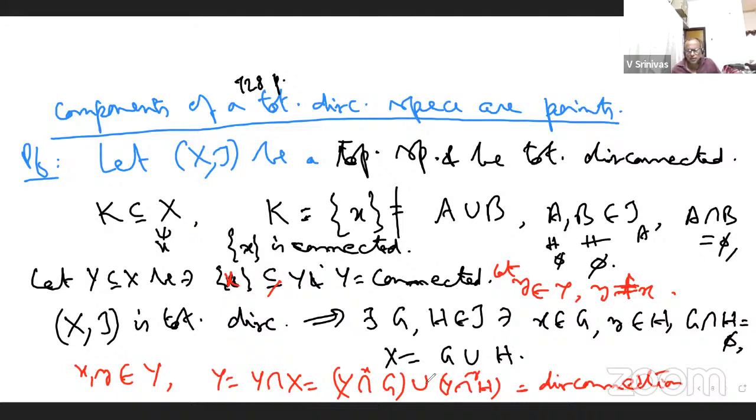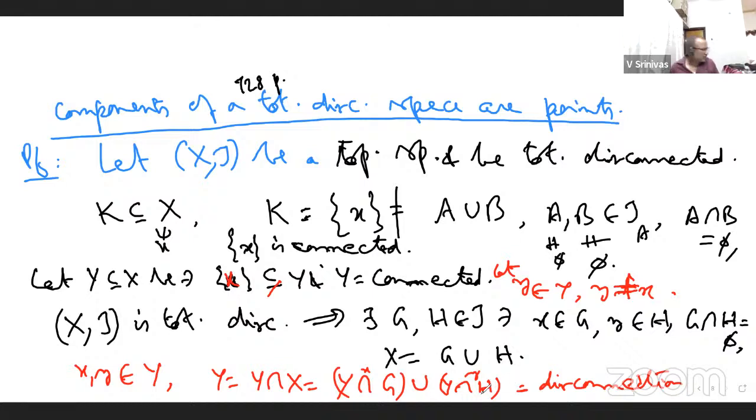So these are neighborhoods of x and y respectively, and they are disjoint because the intersection with H is empty. These two sets have to be disjoint, their intersection has to be empty, and their union is making capital Y. So this is a disconnection for capital Y. Therefore, capital Y is disconnected. It contradicts connectedness. So that's how the singleton x cannot be contained in any larger connected subspace. So that's how singletons are components.